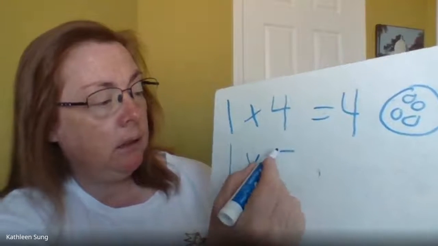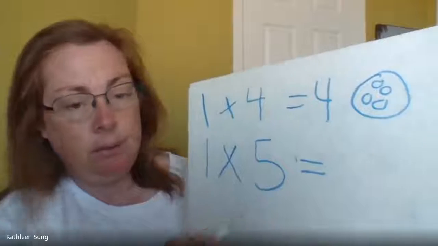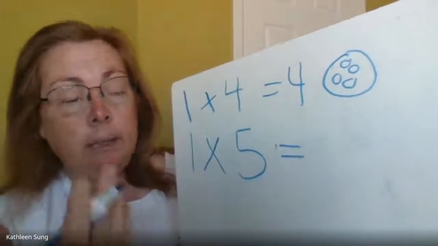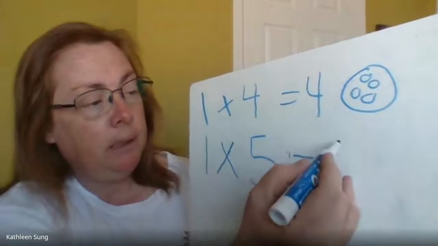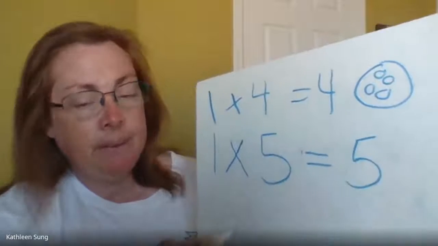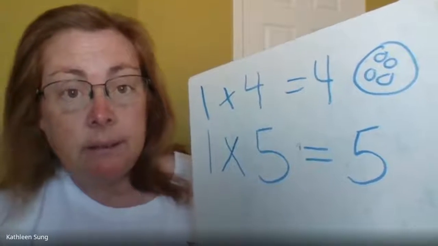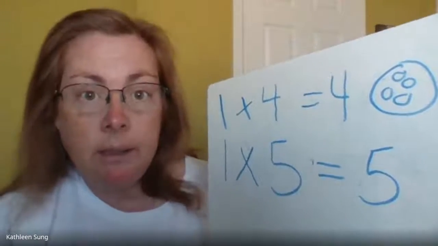If I was going to predict 1 times 5, what would I predict? I continue my pattern, my increasing pattern. I keep increasing by 1. So I've got 1 times 5 is 5. And that's your 1 times table.